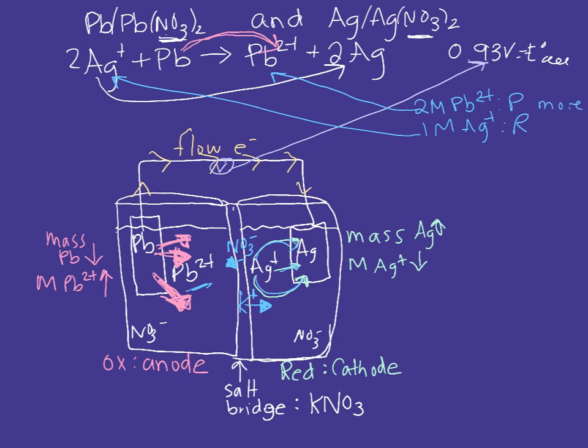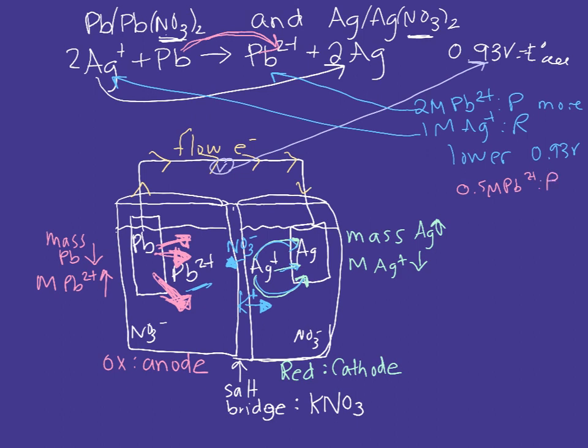And when you have more product than reactant, that lowers the voltage. So it would be less than 0.93 volts. It would be lower than. Well, let's take a look at a different example. So now this time, let's say we have 0.5 molar Pb 2+, and again, that's on the product side.